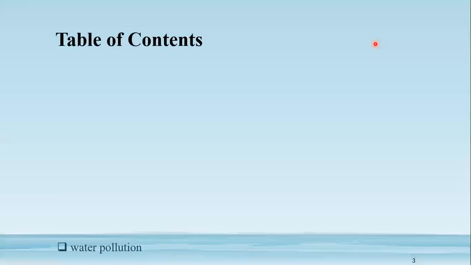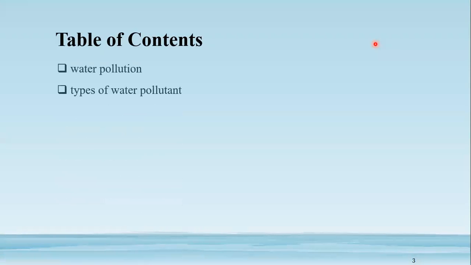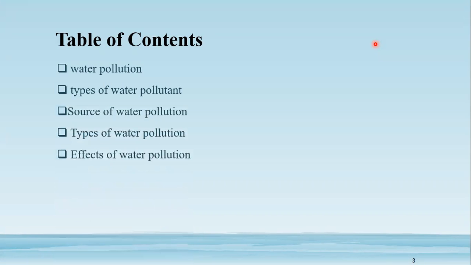So here is the table of contents: water pollution, types of water pollutants, sources of water pollution, types of water pollution, effects of water pollution, treatment and management of water pollution. At the end of the discussion, we will give a conclusion about this presentation.